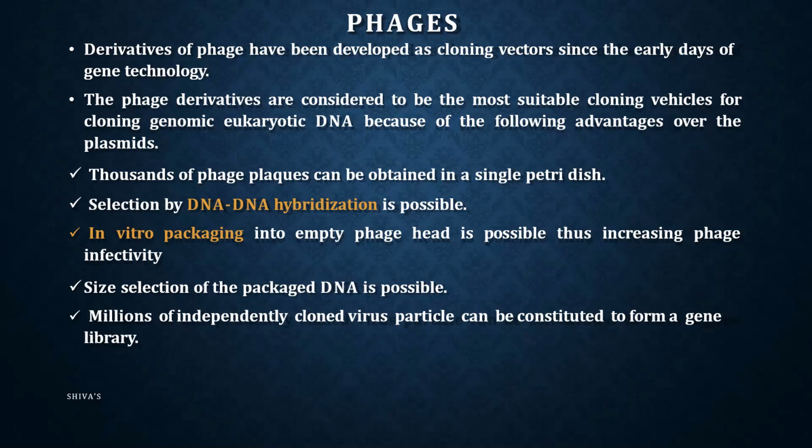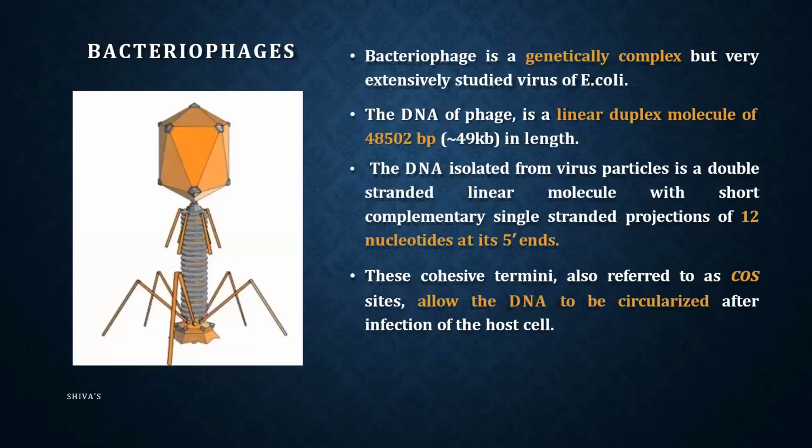In vitro packaging into the empty phage head is possible, thus increasing phage infectivity. You can increase the phage infectivity, so more genes can transfer from one cell to another. The size selection of packaged DNA is possible with bacteriophage, and there are many varieties of bacteriophage available as a cloning vector. It is normally used to create a gene library.